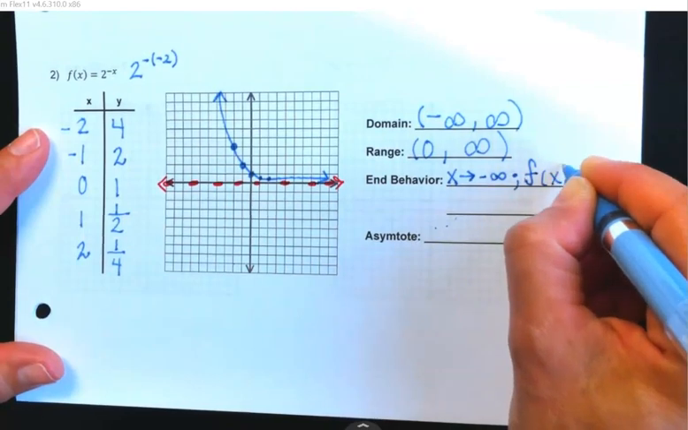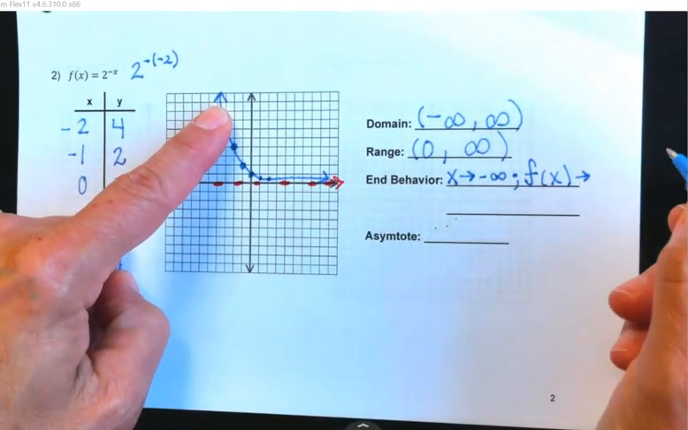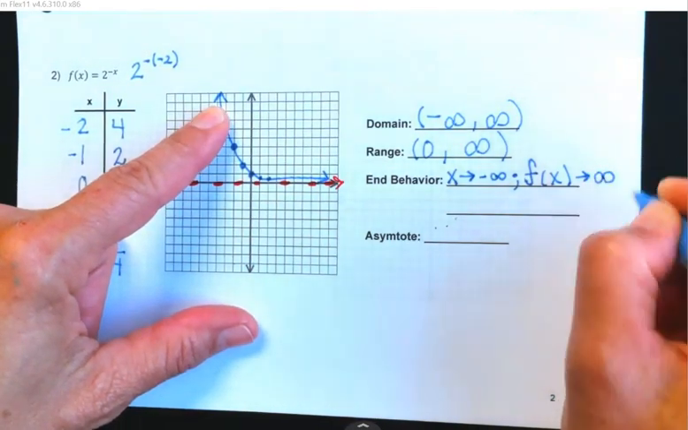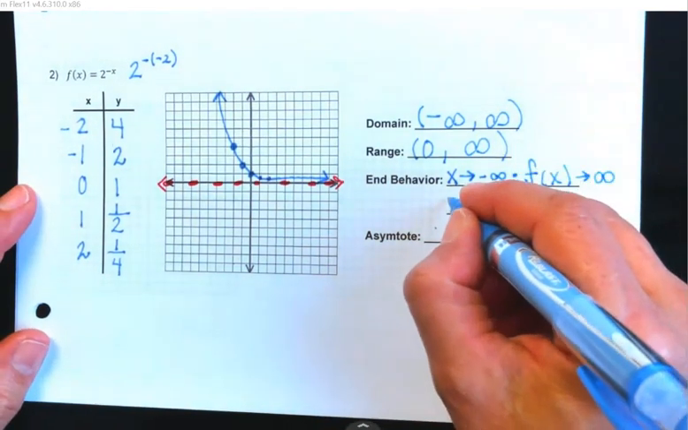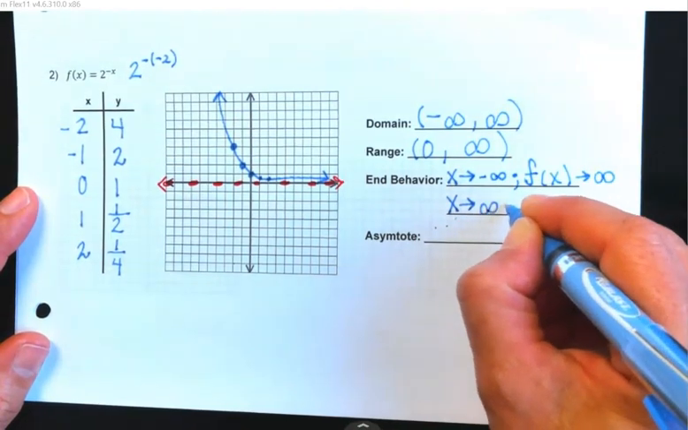let's take a look at what happens with the outputs. Here's negative infinity. The outputs are increasing here. So it's approaching positive infinity. Let's analyze the other side. Let's analyze the positive infinity symbol.